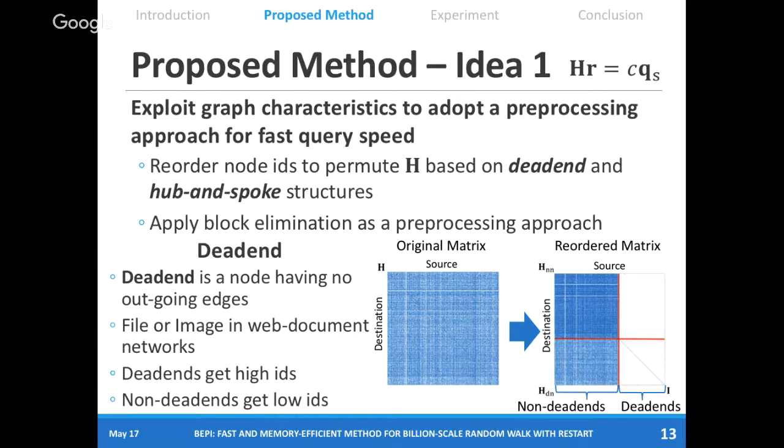Let me explain the concept of dead-end reordering. A dead-end is a node having no outgoing edges. For example, a file or image having no outgoing links is a dead-end in web document networks. In the dead-end reordering method, we assign high node IDs to the dead ends, and we assign low node IDs to non-dead ends. So the original matrix H is permuted like this.